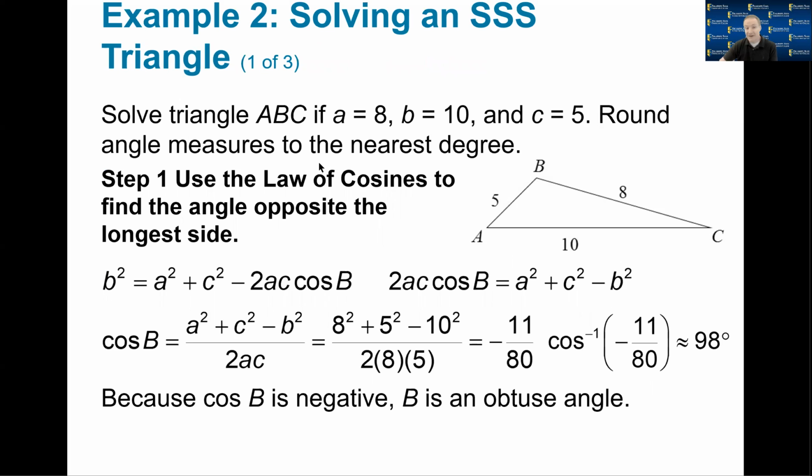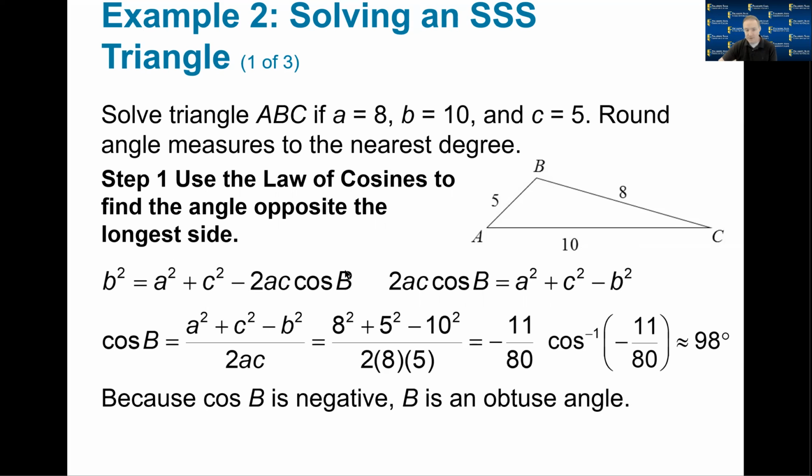Okay, so if I give you a triangle that has sides of 5, 8, and 10 here, we see that side B is my longest side. It's a length of 10 units. So I know that angle B is my largest angle. There is no question then. I need to solve for angle B first using my side-side-side law of cosines formula. So I can say, okay, my formula for B is B squared is equal to A squared plus C squared minus 2AC cosine of angle B.